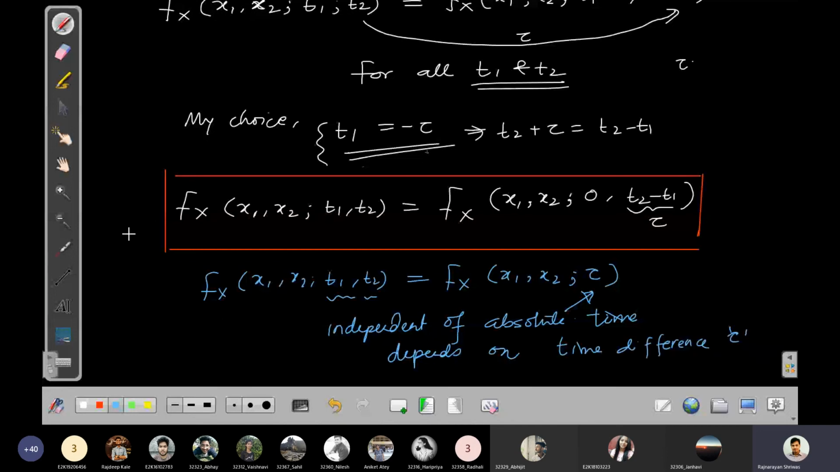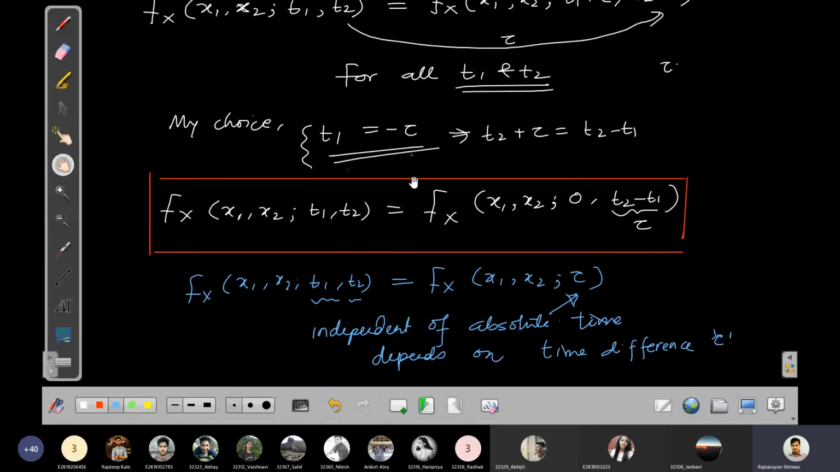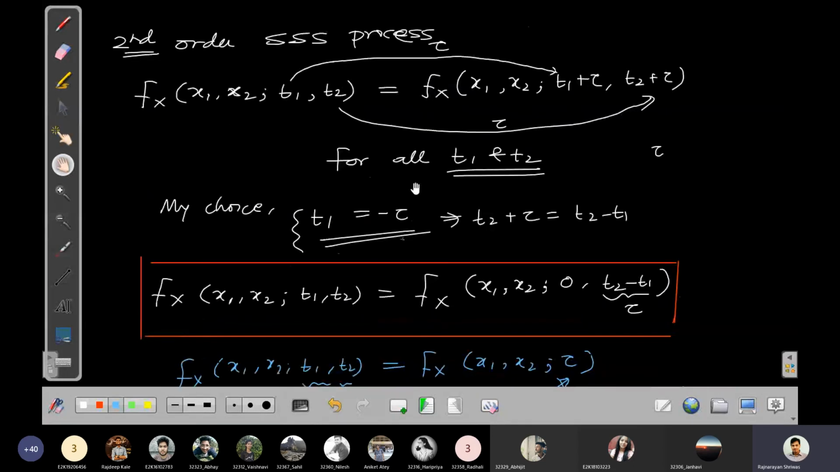So all the properties like autocorrelation, cross correlation, they all depend on the what? Tau. I hope this makes sense. Is this clear? Anybody is having any doubt, you can ask the question, right?